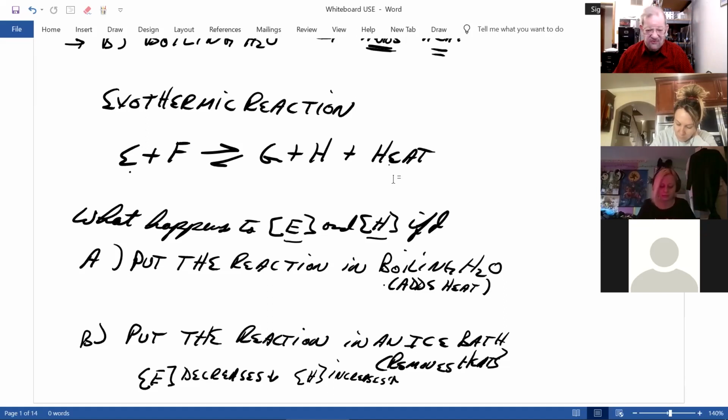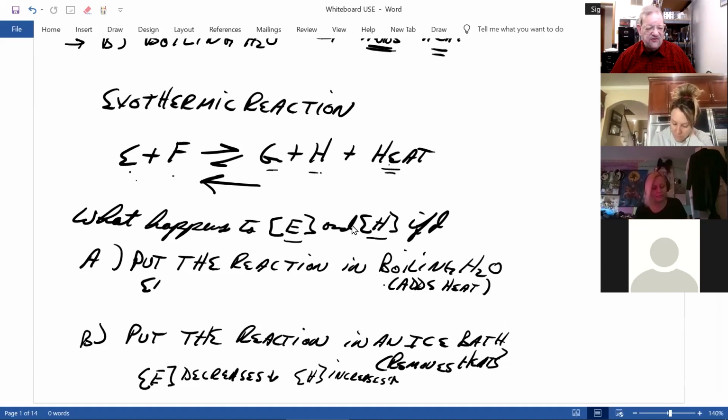Well, Le Chatelier's principle says the equilibrium shifts in the direction. How can I get rid of excess heat? Well, it reacts with G and H to make more E and F. Since it's reacting with G and H, when something is reacted, it's consumed. H is consumed in that reaction, so the amount will decrease.